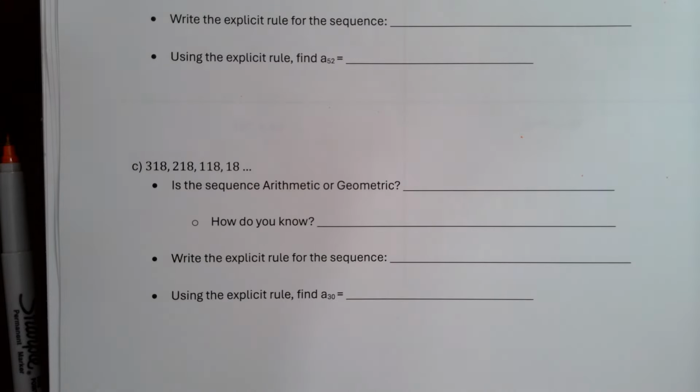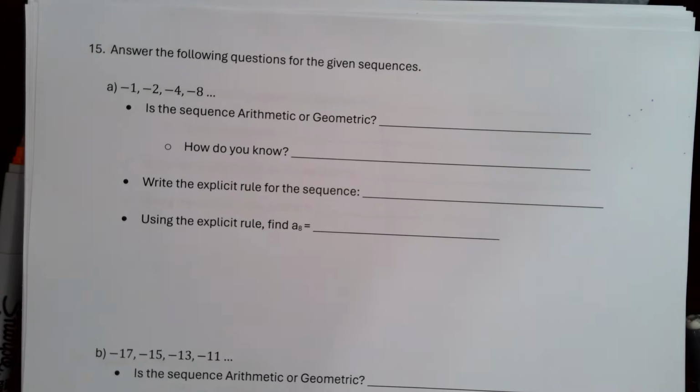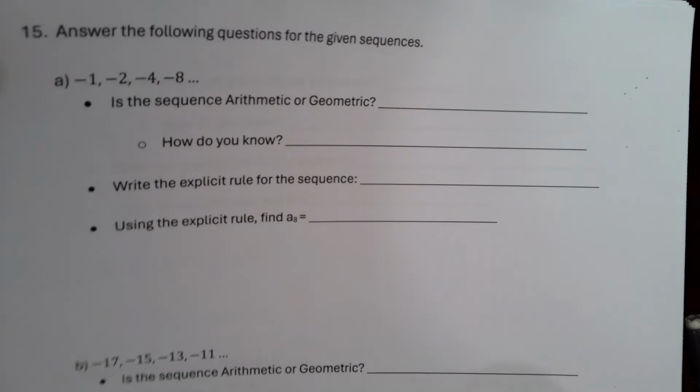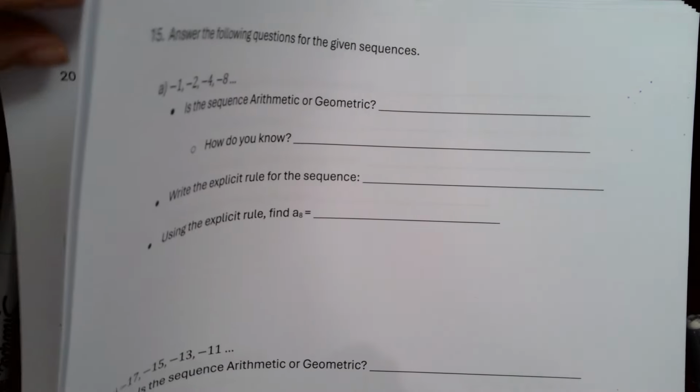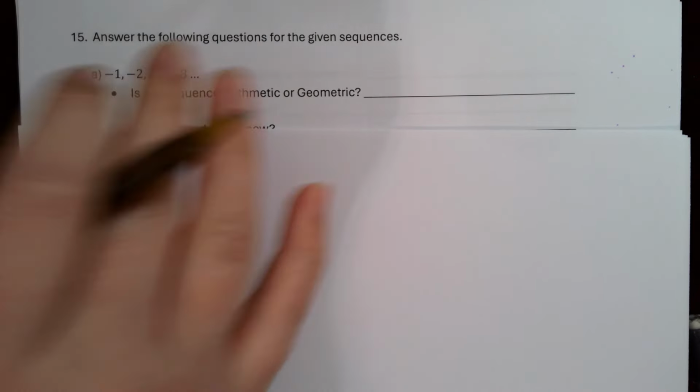Okay, moving up. For question number 15, we got A, B, and C. Answer the following questions for the given sequences. Is the sequence arithmetic or geometric? Okay, so this is how you're going to do these questions. The first thing you're going to do is test for a common difference or a common ratio. I'm going to go ahead and do this off to the side, trying to find some paper. So 15a, and I'll come back and write answers here.